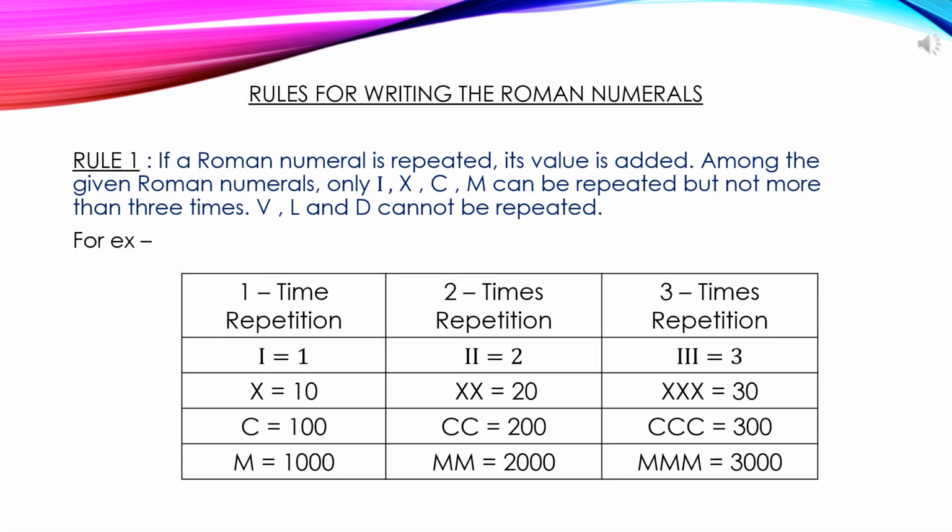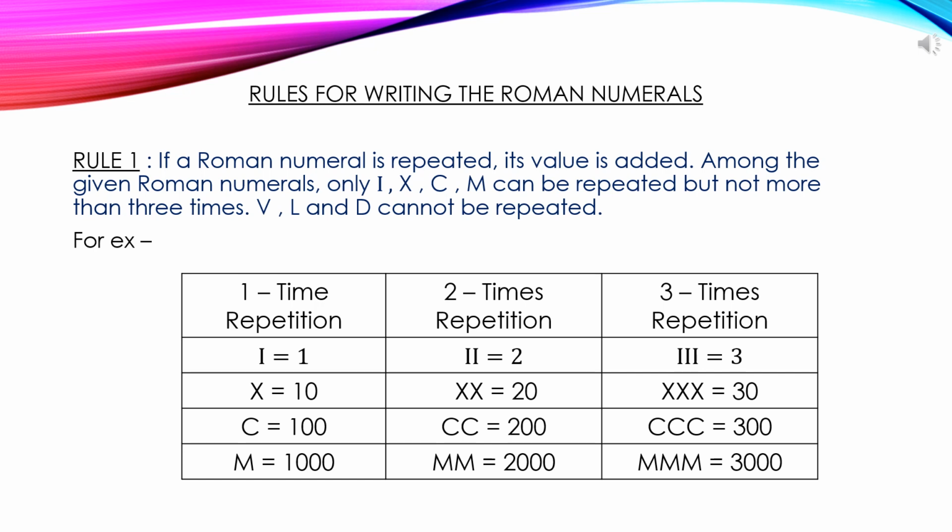There are some rules for writing the Roman numerals. Rule 1. If a Roman numeral is repeated, its value is added. That means repetition is addition. Among the given Roman numerals, only I, X, C and M can be repeated, but not more than 3 times. V, L and D cannot be repeated. Now let's understand with the help of this example.